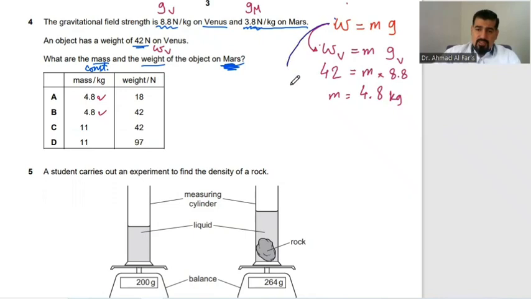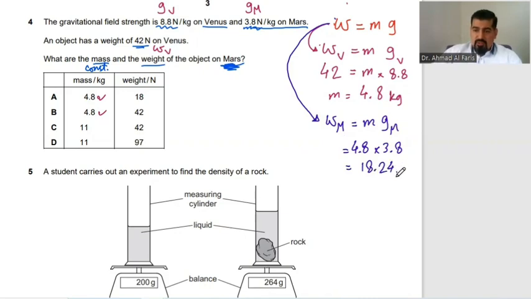Next, I'll use the same formula again to find the weight on Mars. The weight on Mars is equal to the mass of the object, which doesn't change and remains 4.8, multiplied by the gravity acceleration on Mars. The gravity acceleration on Mars is 3.8, multiplied by the mass we just found, which is 4.8. By doing our calculations, the answer will be 18.24 Newton. So I put it to two significant figures, which is 18. So the answer will be A, 18 Newton.